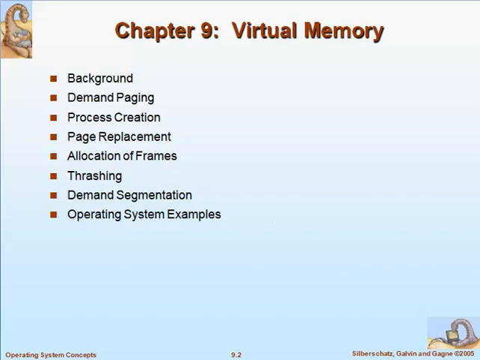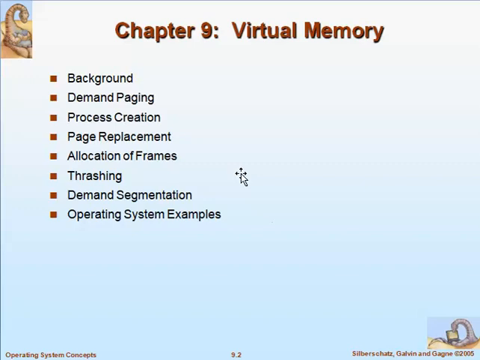In this session, we are going to learn about virtual memory management. In case of virtual memory management, these are the different topics. We'll learn about the background, then demand paging, process creation, page replacement, allocation of frames, and thrashing.